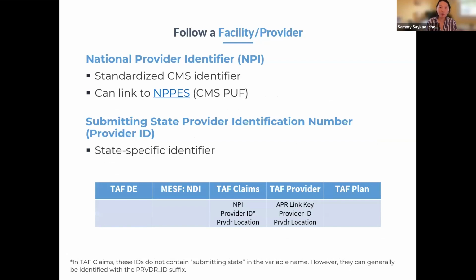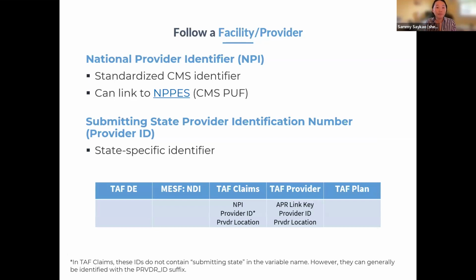And then the one you're probably more familiar with in terms of following a facility or provider is the NPI. That's your standard provider identifier. It can link to the NPES, which is, for those of you who may not be familiar, a file that contains demographic information on CMS providers. And then there's also the submitting state provider identification number, or provider ID.